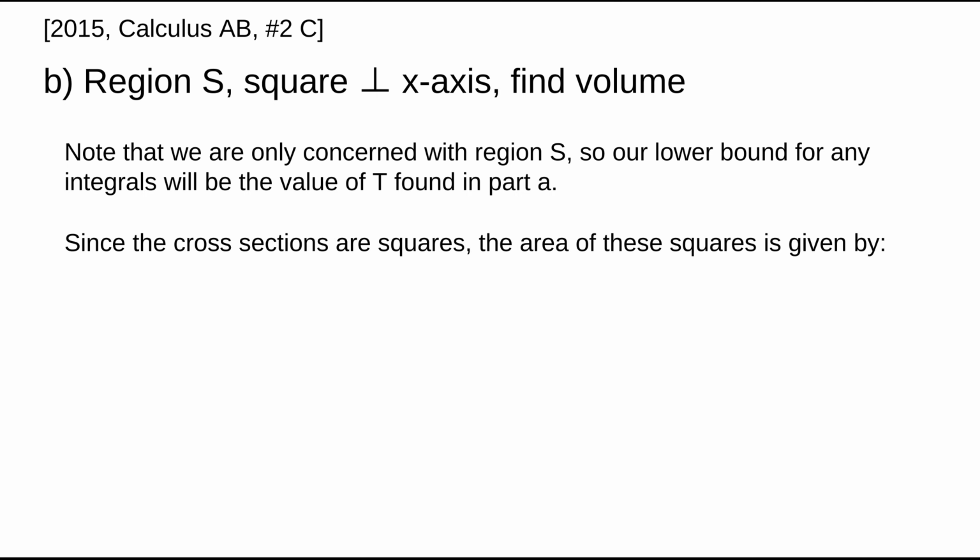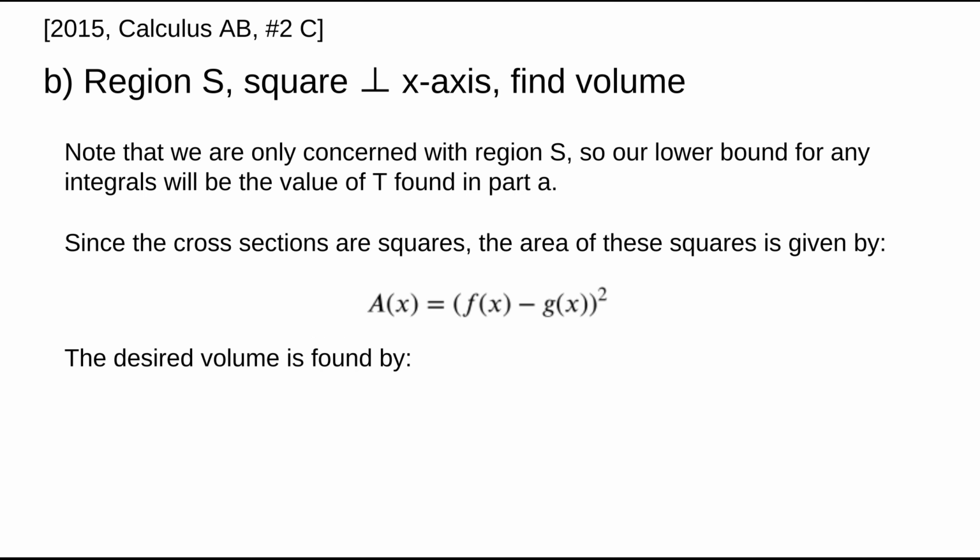Cross sections perpendicular to the x-axis are squares, so we're going to be integrating with respect to x. And it's actually pretty easy to figure out a function that gives us the area of these squares. The area of the squares would just be whatever f of x minus g of x, squared, is. So the desired volume for this solid would be the integral from t to 2 of our area function A of x dx, which would be the integral from t to 2 of f of x minus g of x, squared, dx.